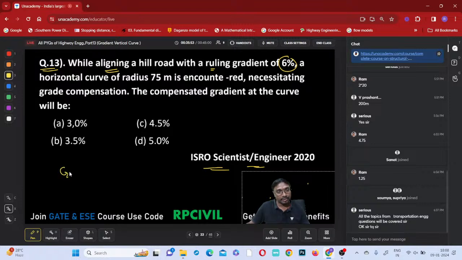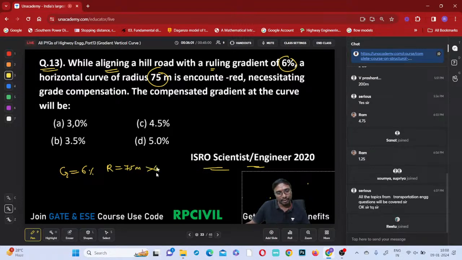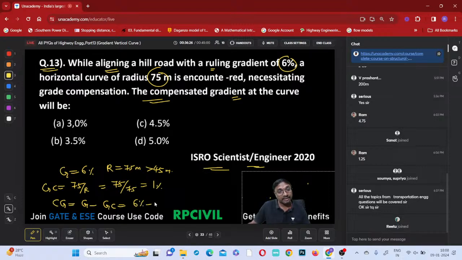The ruling gradient, the original gradient, is 6%. Horizontal curve of radius 75 meters. 75 meters is greater than 45 meters, so whenever it is greater than 45 meters, we use 75 by R for grade compensation. 75 by 75 equals 1%. Now what is the compensated gradient? Original gradient minus grade compensation: 6% minus 1% becomes 5%. Option D will be the correct answer.